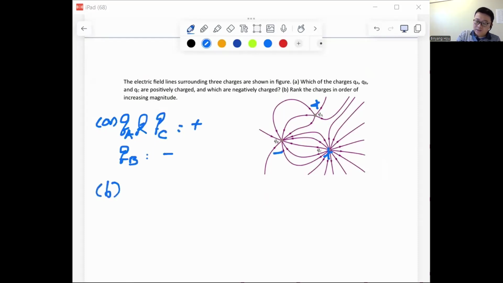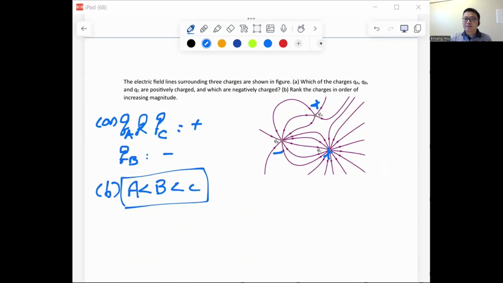B, rank the charges in order of increasing magnitude. So just magnitude, no worry about the signs. So A has the fewest lines, 5, and then B has the second amount of lines, and then C has the most. So then it's in the order of A is less than B, less than C, in that order. So kind of straightforward from there. All right, so we'll go back to the slide.